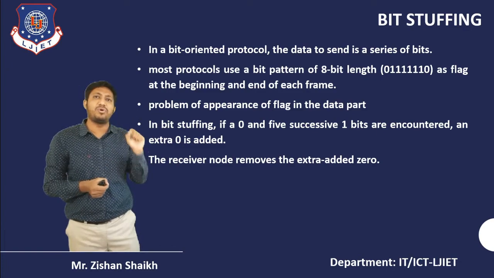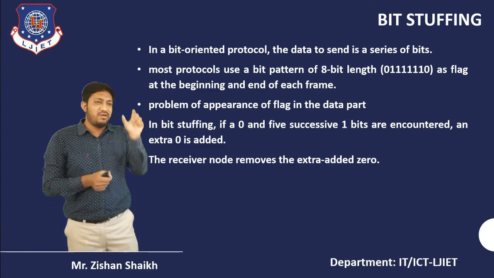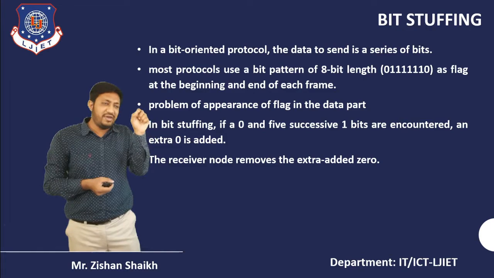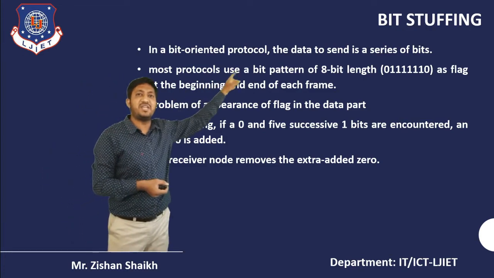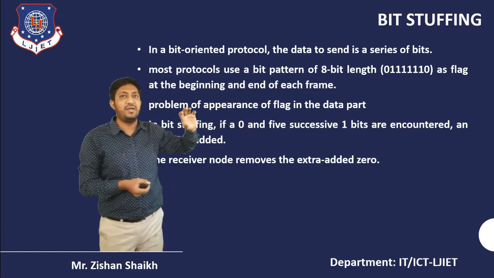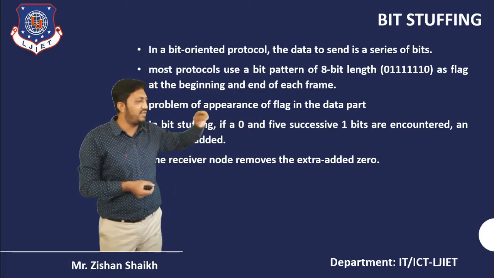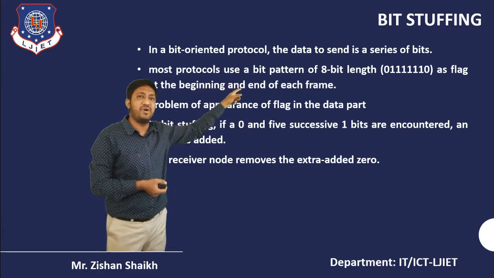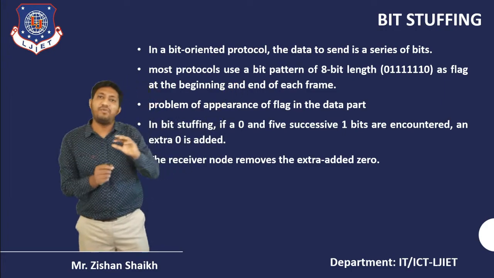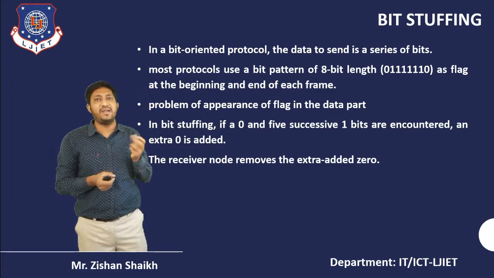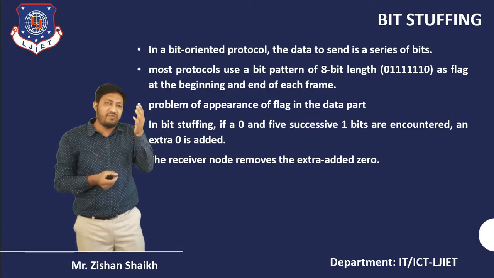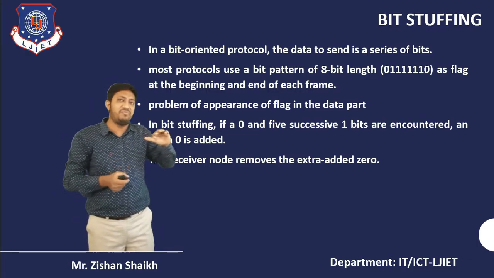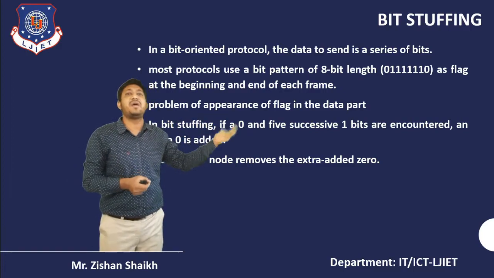If any protocol is using this approach, when the data frame is started, before that, 0, 6 times 1 and 0 is added, and when the data is ended, at the last, 0, 6 times 1 and 0 will be added. From that, the receiver can identify where exactly one frame is started, and in which place that frame is ended.